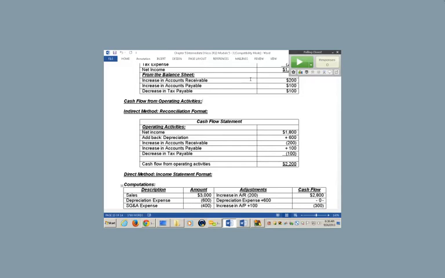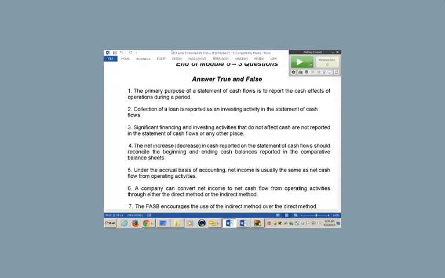All right, so does anyone have any questions on that review? Okay. All right, so let's just try a couple of questions. Just want to be sure. There's 2 of them that I want to go over with you. This first one, I want to see if we're clear about classifications when they get tricky. So here's one. A collection of a loan is reported as an investing activity in the statement of cash flows.